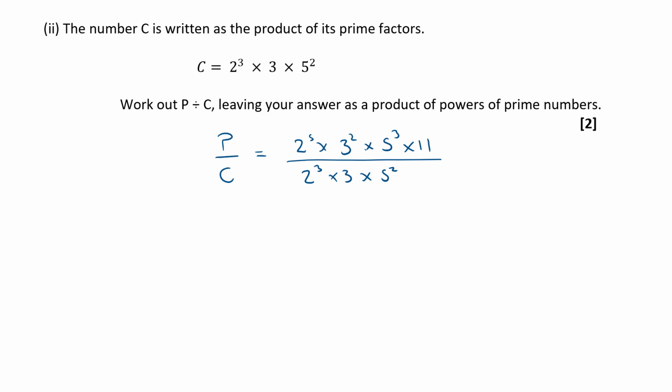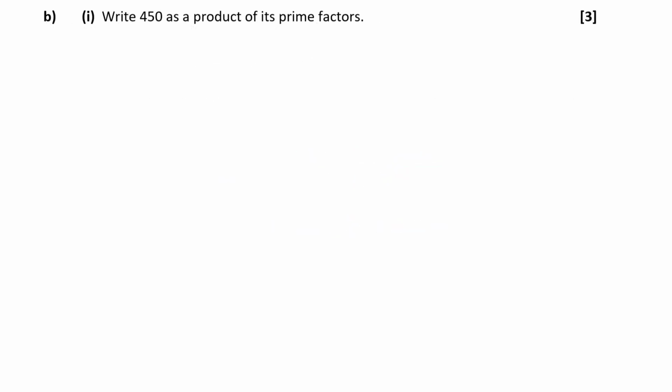So we've got numbers with the same base, which we're going to divide. So we're going to subtract the indices. That 3 is going to be subtracted from that 5, leaving 2. That 3, there's one of them, isn't it? Subtract there from there, leaves you with 1. And if I subtract these 2 5s from these 3 5s, it'll leave me with 1 5. So the answer is going to be 2 squared times 3 to the power 1, which is just 3, times 5 to the power 1, which is just 5, times 11. Okay, that's it.